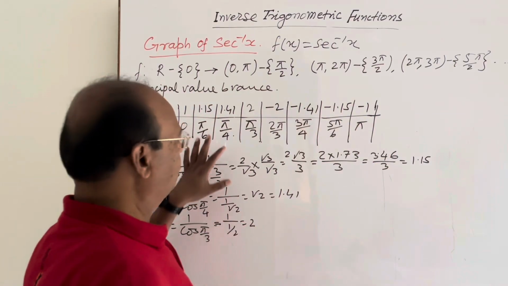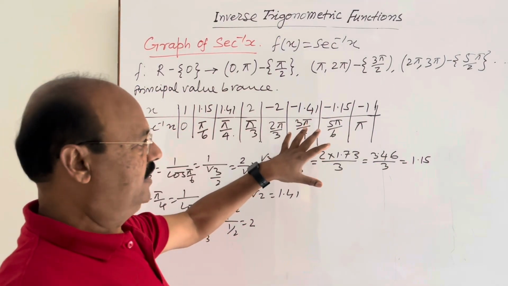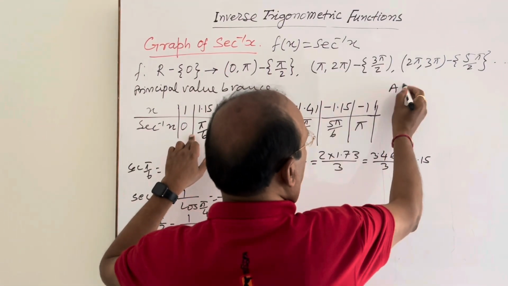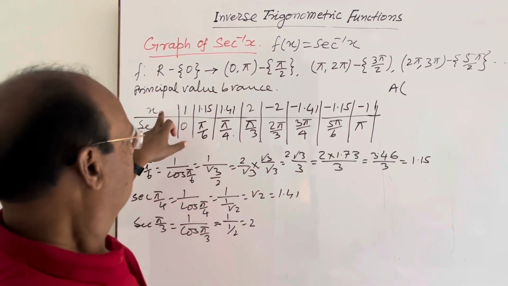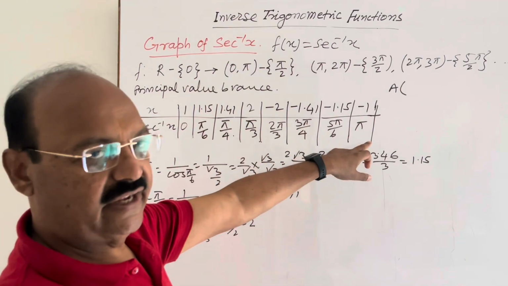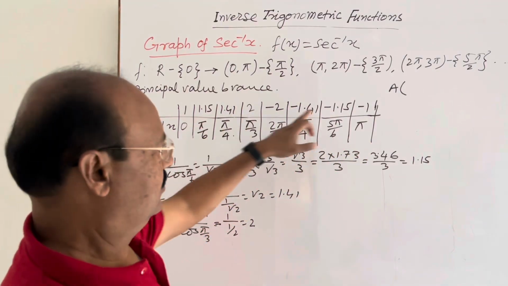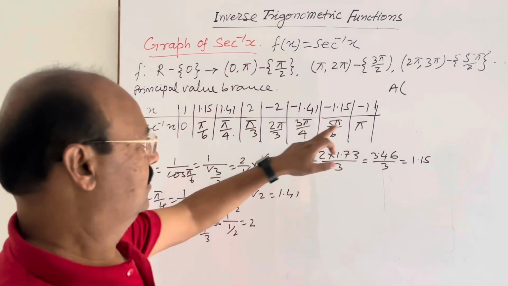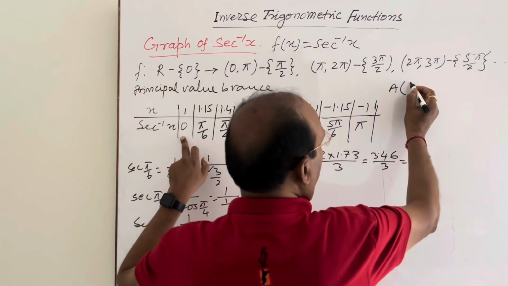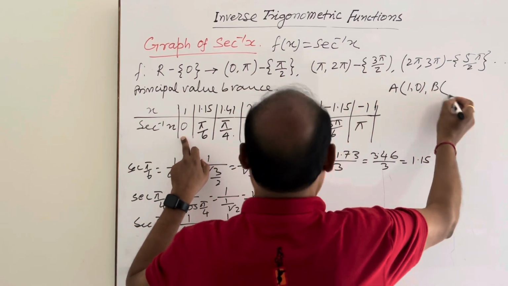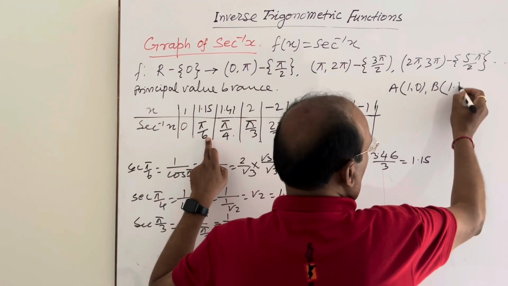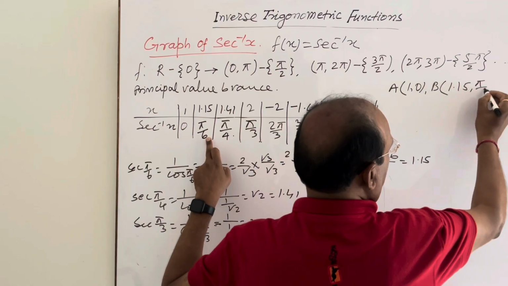So with the help of the coordinates of these points, we can draw a graph. If you take these points, values of x will be taken along the x-axis and values of sec inverse x will be taken along the y-axis. So these are x coordinates and these are y coordinates. If we take first point A, then coordinates will be 1, 0. Next point B, coordinates will be 1.15 and pi by 6.